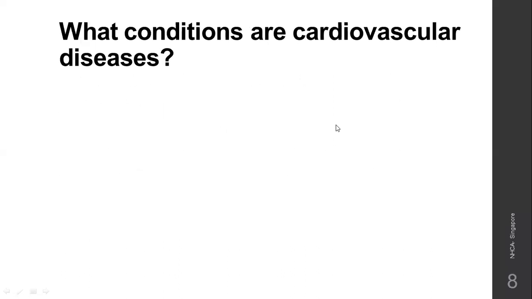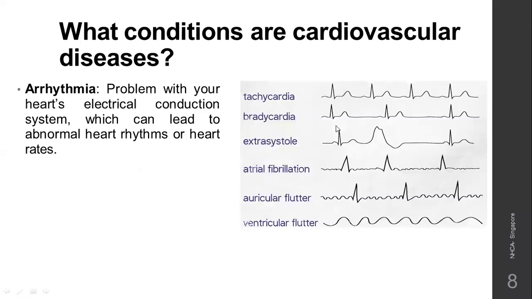Next is what conditions are cardiovascular diseases? First is arrhythmia, a problem in your heart's electric conduction. We have sinus nodes within the heart. These sinus nodes participate in the electric conduction of the heart, which gives rise to the contraction and relaxation, the way the heart is pumping blood. One reason for that is the electric conduction through the heart because of the sinus nodes present in the heart.